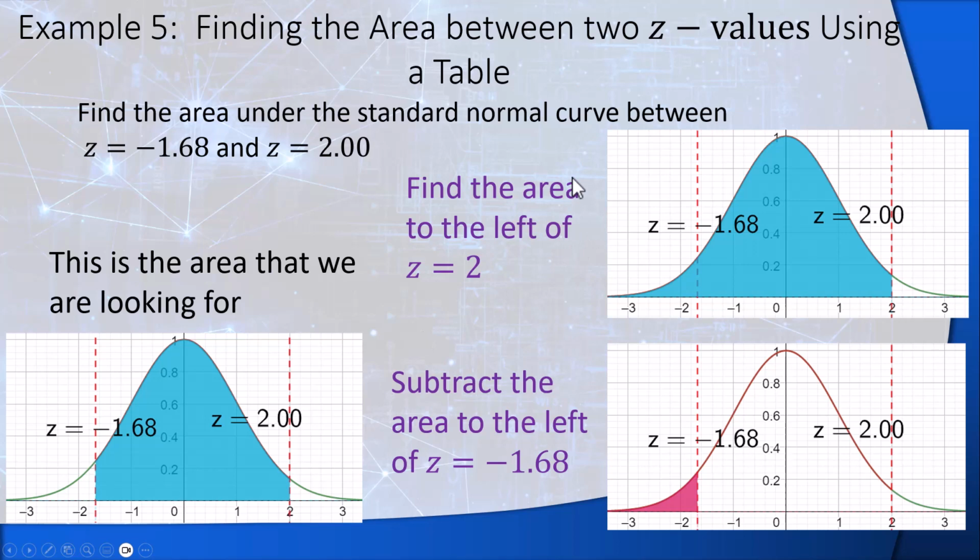Well, we can find the area to the left of 2. That will give us the probability that z is less than or equal to 2, and we want to subtract away this, which is the same as subtracting the probability that z is less than or equal to negative 1.68. And that's exactly what we're going to do. We're just going to compute those two areas and subtract them.